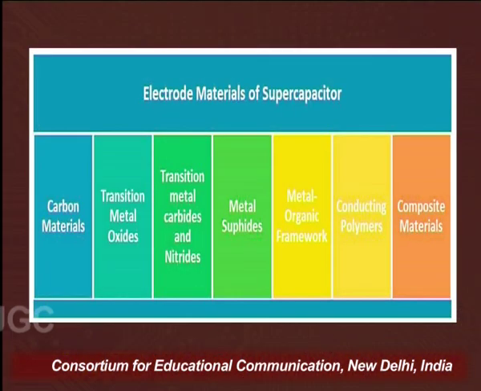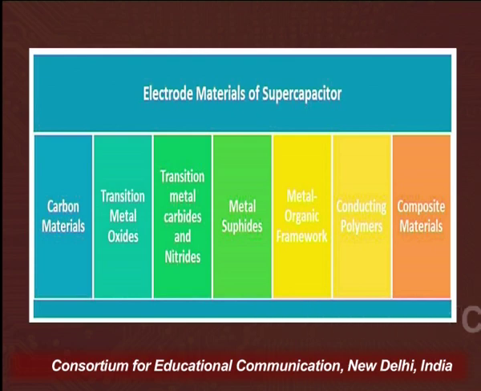Now what types of electrode materials do we use for the supercapacitor? There are various electrodes which we can use for the preparation of the supercapacitor. You can see on the screen there are various materials like carbon, metal oxide, nitride, metal sulfide and so on. They must be flexible and they must have good functionality.